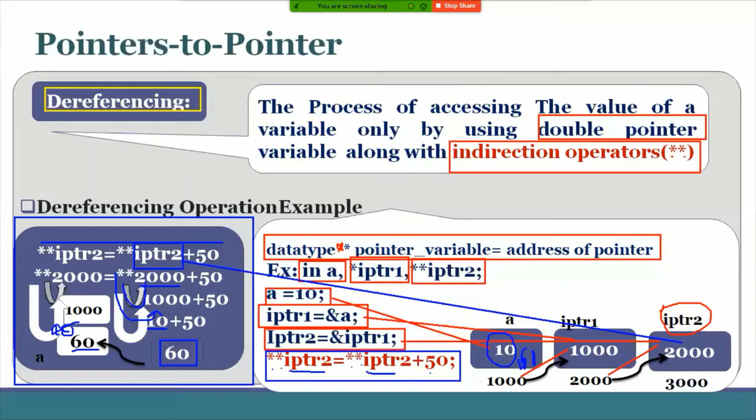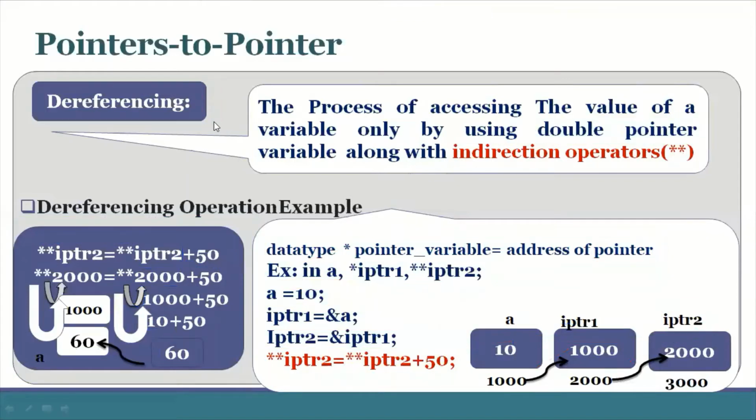Like this, we can perform a dereferencing operation to modify the value of A without touching A, by using the double pointer along with the indirection operator. That concept is called the dereferencing operation. I hope this double pointer, pointer to pointer, declaration, initialization, and dereferencing operation is clear to you all.